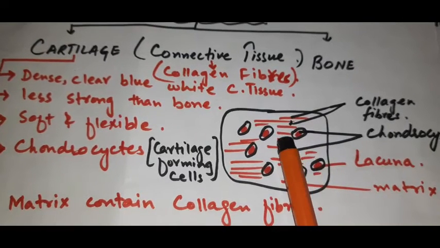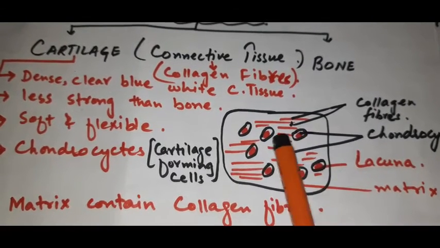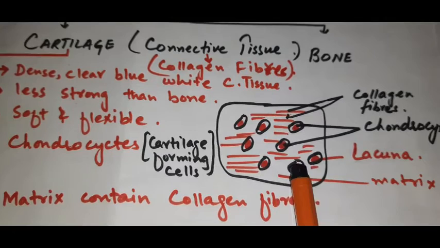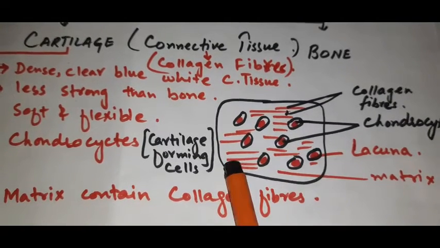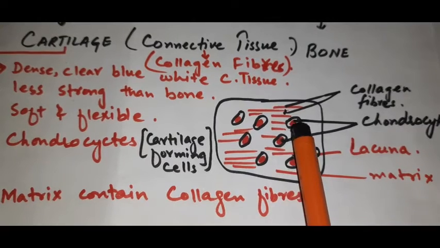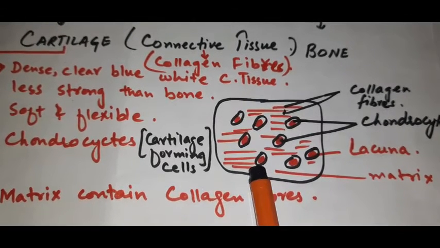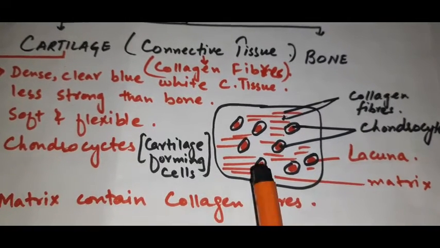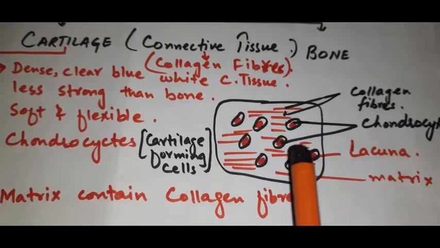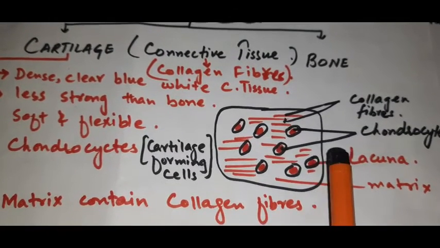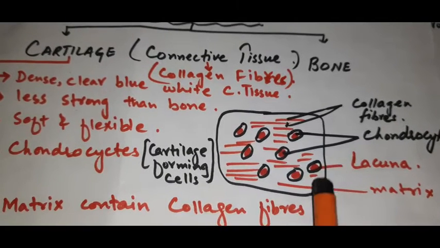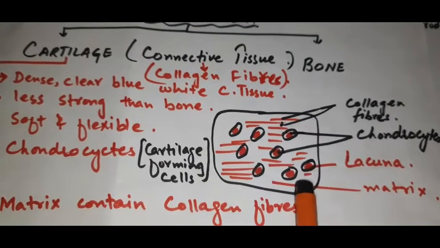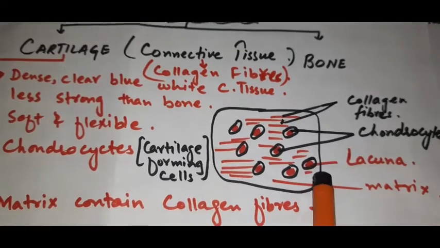The red parts show the chondrocytes. Chondrocytes are located in the lacuna, which is settled in this matrix, and this matrix is made up of collagen fibers, right? The flexibility of the cartilage depends upon the number of chondrocytes. If there is a greater number of chondrocytes in a cartilage, it means the cartilage is more flexible. If there are fewer chondrocytes, it means the cartilage is less flexible. So we can say that the flexibility of cartilage is directly proportional to the number of chondrocytes, right?